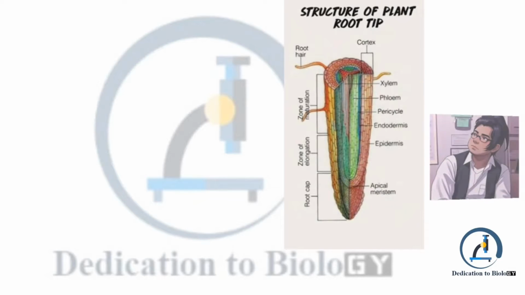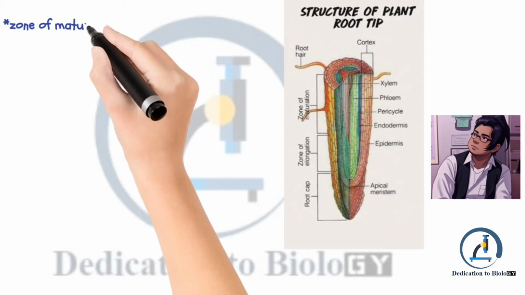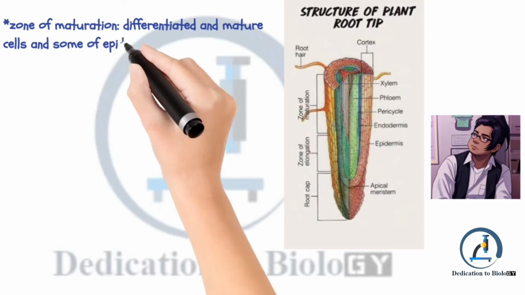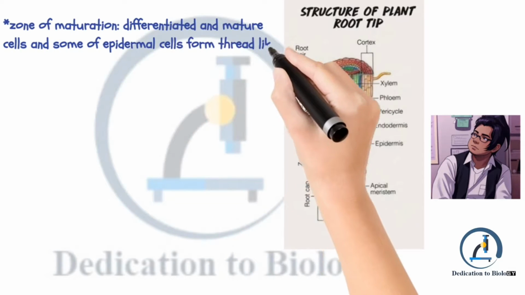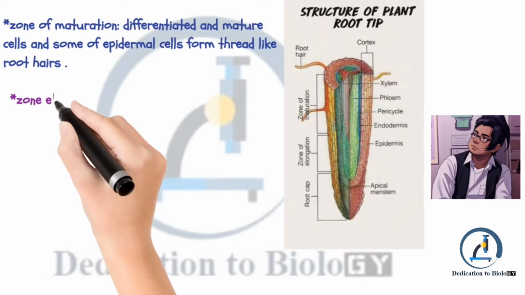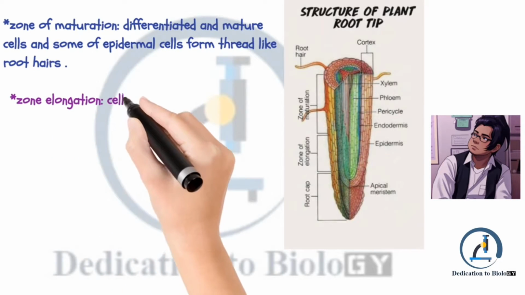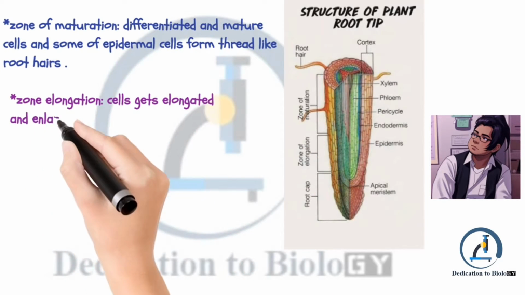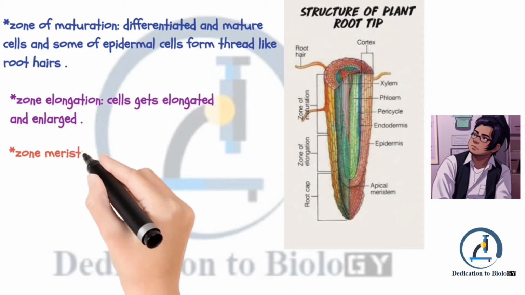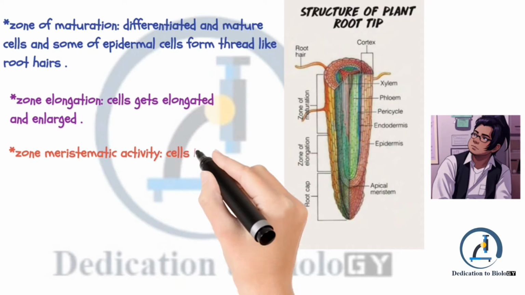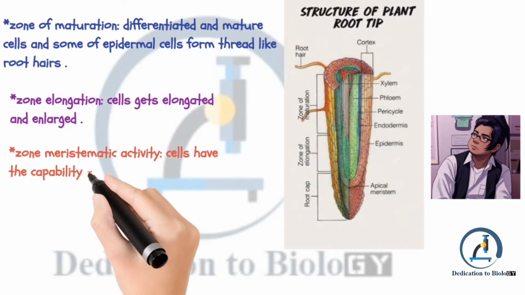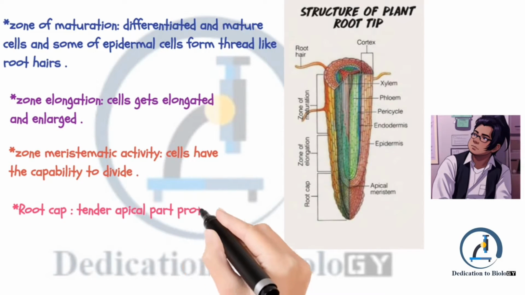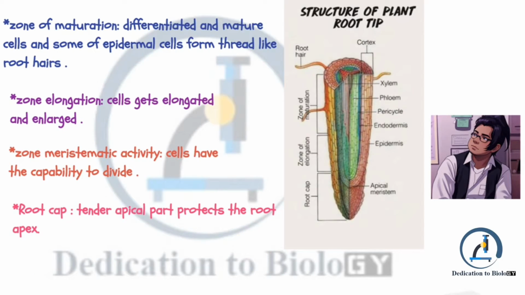Now we can see the structure of the root tip and the root parts. What are the parts? Zone of maturation is the first part. It has differentiated and mature cells, and some epidermal cells form the thread-like root hairs. Now, the zone of elongation we can see in the picture. Cells get elongated in the zone of elongation. Next one is the zone of meristematic activity. The cells have the capability to divide. And last one is the root cap. It is the most apical part of the root.